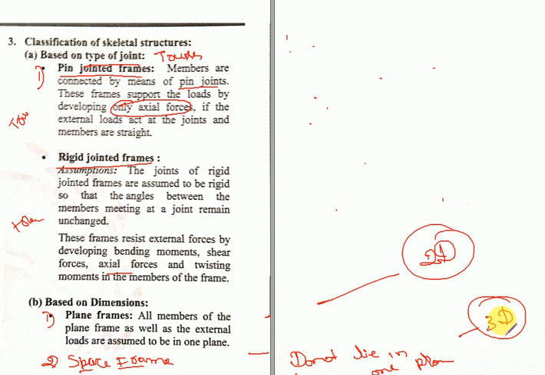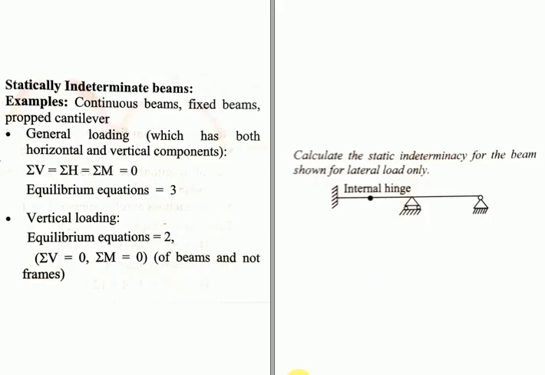The number of equilibrium equations and the reactions will be different in these two cases, which will be explained in the future. So that's all for this part. The remaining part will be continued in the next part.